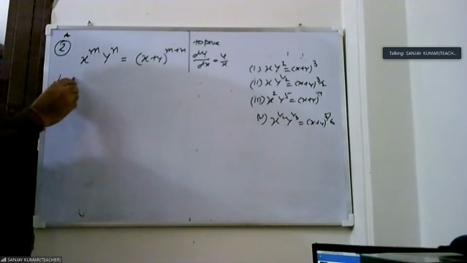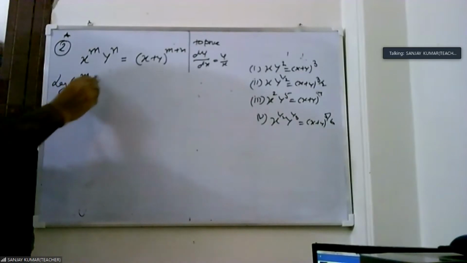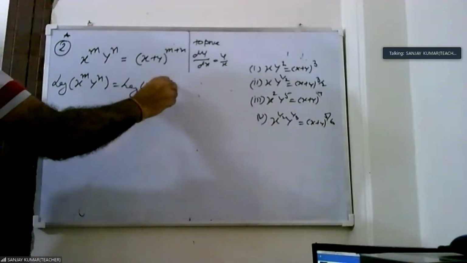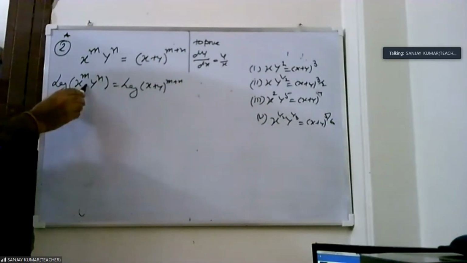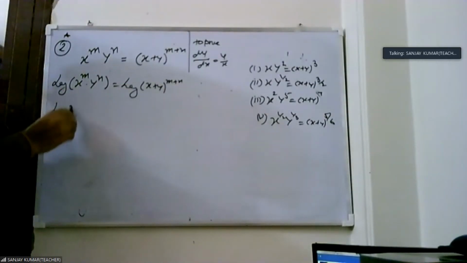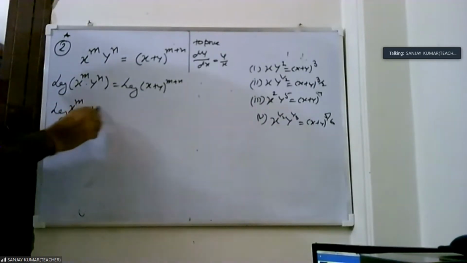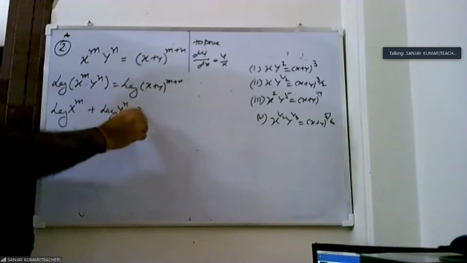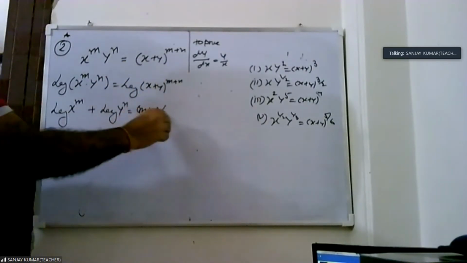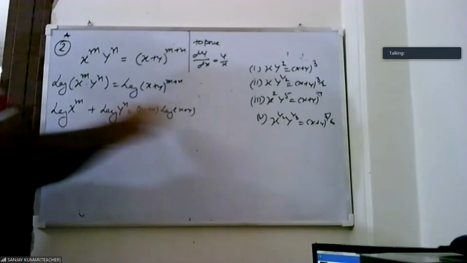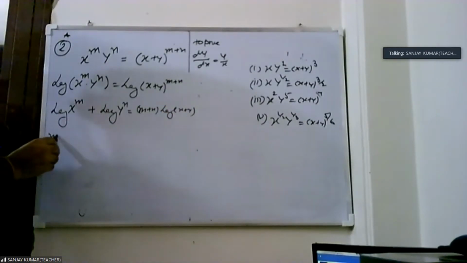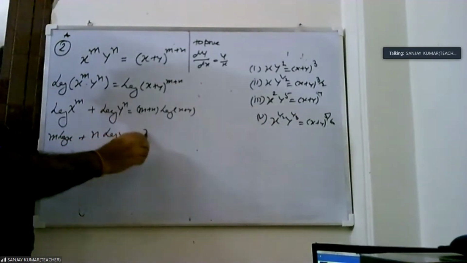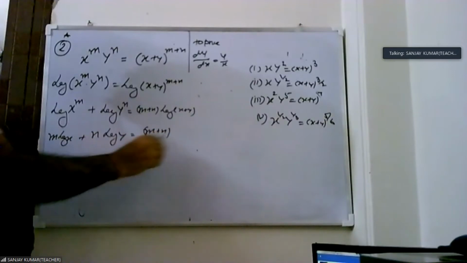That is log of x raised to power m, y raised to power n, that is log of x plus y raised to power m plus n. Then this into sign becomes log x raised to power m, and this into becomes plus, that is log y raised to power n. This power goes to this side, that is m plus n log of x plus y. Okay, now this is m log x plus n log y, and this is m plus n log of x plus y.